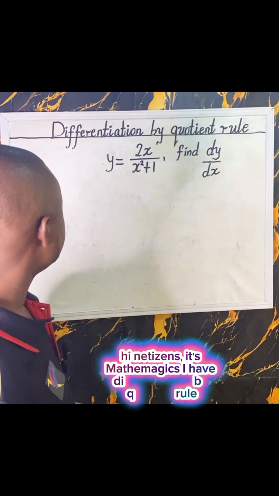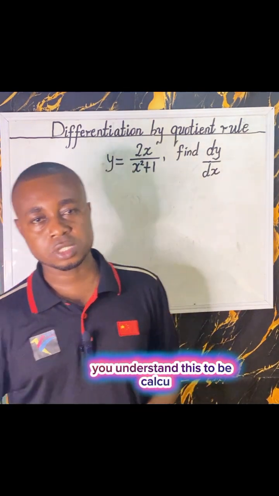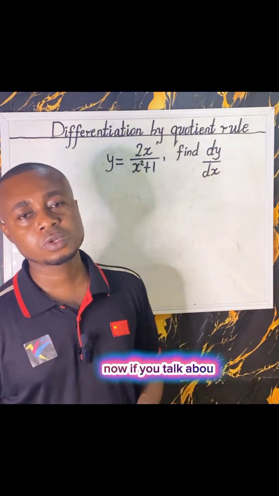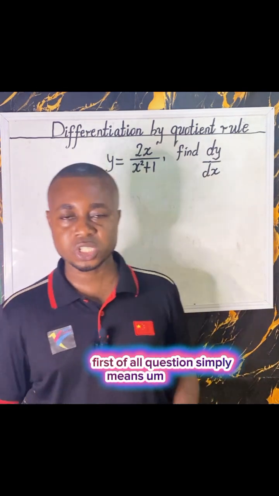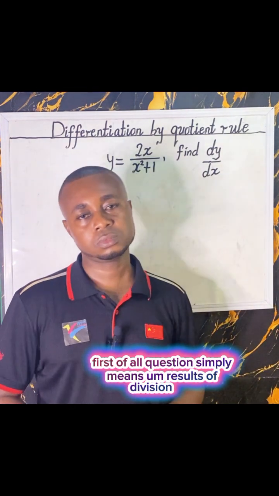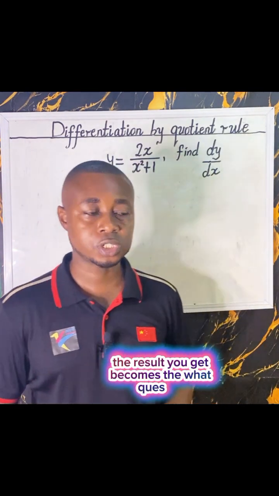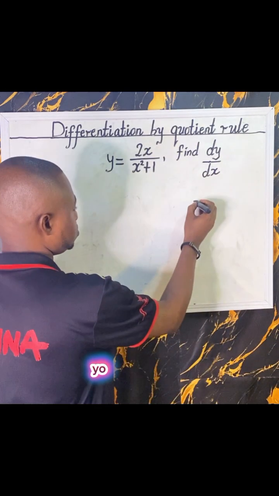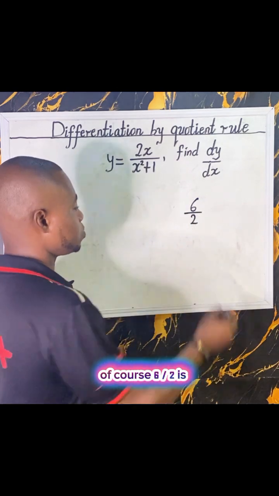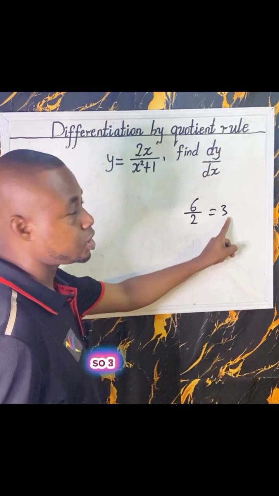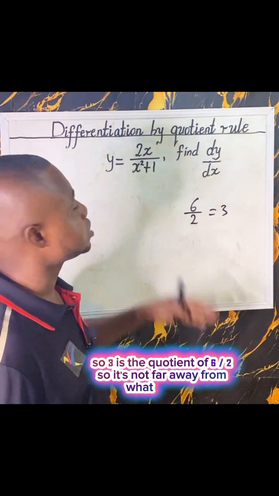I have differentiation by quotient rule. You understand this to be calculus. Now, if you talk about quotient rule, first of all, quotient simply means the result of division. Yes, when numbers are divided, the result you get becomes the word quotient. Let's take for instance, you have 6 divided by 2. Of course, 6 divided by 2 is what? 3. So 3 is the quotient of 6 divided by 2. So it's not far away from what is given.